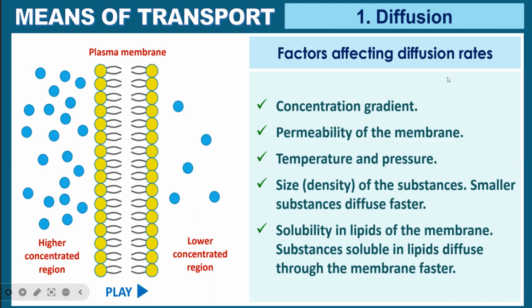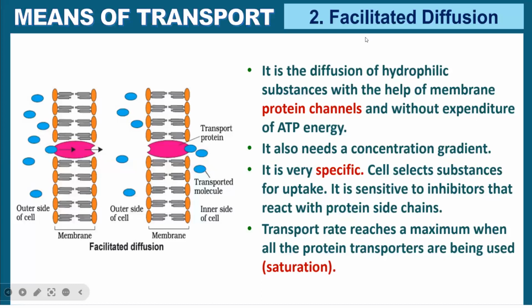Okay, so write these factors affecting all points. Next is facilitated diffusion. What is facilitated diffusion? What do you mean by facilitated? Something helps it. Yeah, something will help. Okay, some help will be given for this diffusion.